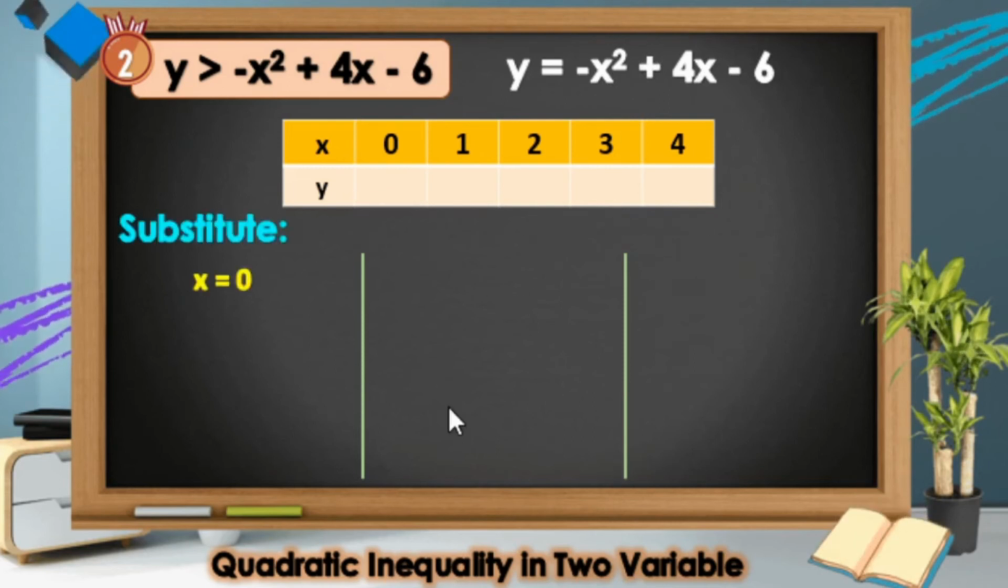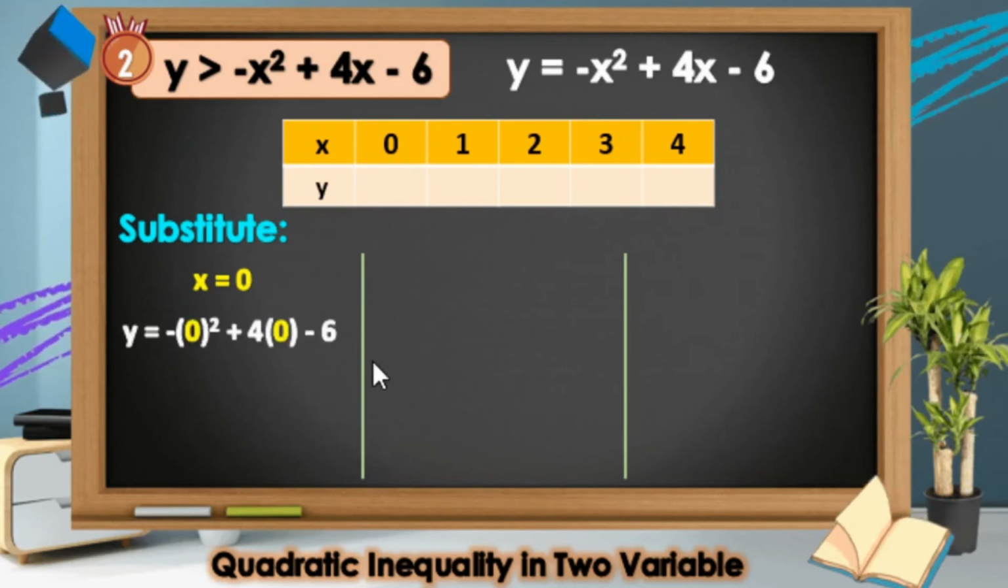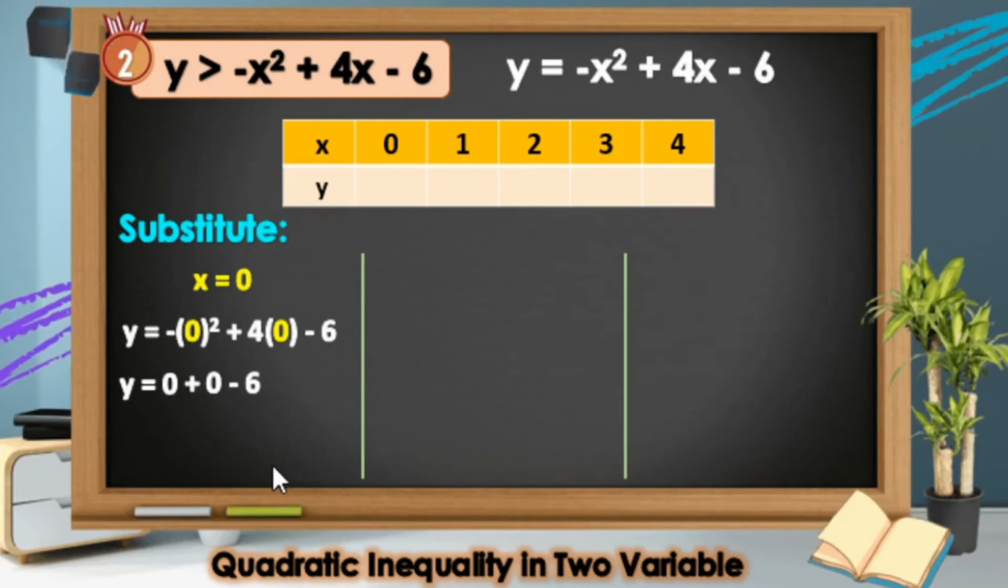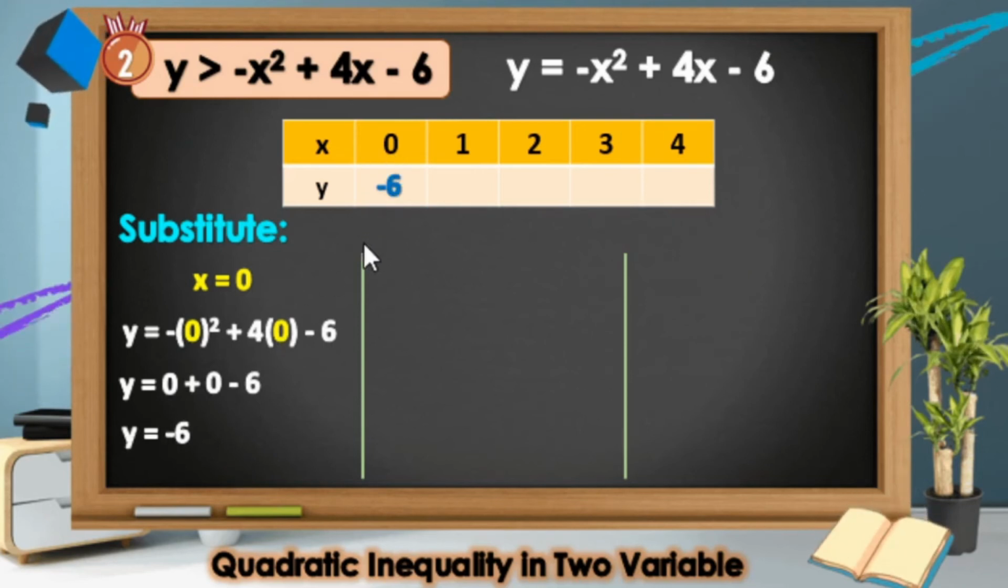So, substitute natin si x is equal to 0. Ipalit natin yung 0 sa lahat ng x. So, we will have y is equal to negative times 0 squared plus 4 times 0 minus 6. Pag sinimplify natin, 0 to, and then 0 rin to. So, we have plus 0 minus 6. So, therefore, we will have y is equal to negative 6. So, if x is 0, y is negative 6.